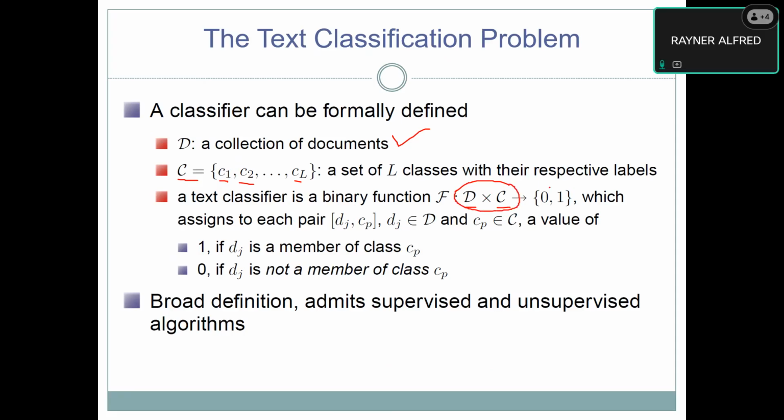associated to produce 0 or 1, in which we want to know whether document J that belongs to the set of documents, and class P that belongs to the set of L classes, have the value 1, which means that the document belongs to that class, or 0, which means that the J document is not a member of the P class. Okay. So we want to define this function by looking at the content of the document that we have.